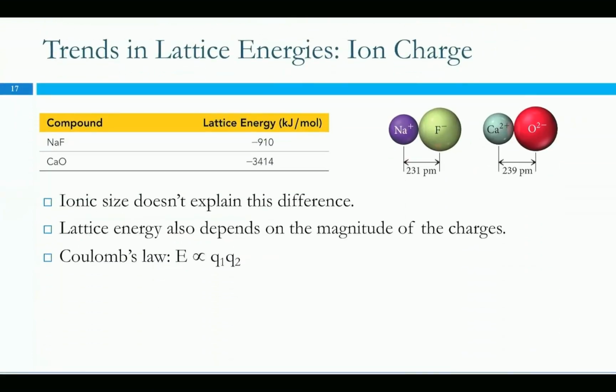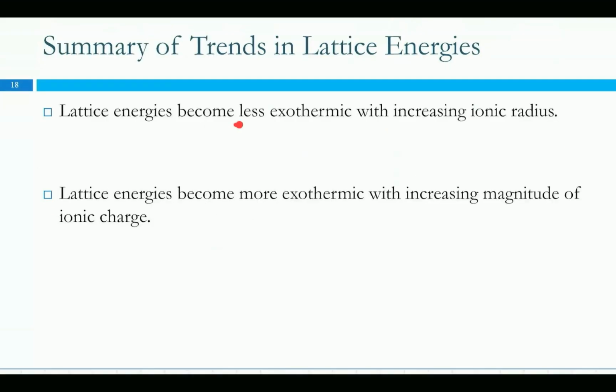As for ion charge, here we've got sodium fluoride and calcium fluoride. They've got approximately the same distance between the nuclei, but calcium and oxygen, 2 plus and 2 minus, have larger charges, so it's got a higher lattice energy. Lattice energies become less exothermic with increasing ionic radius, and more exothermic with increasing magnitude of ionic charge. So larger is less exothermic. Bigger charges is more exothermic.